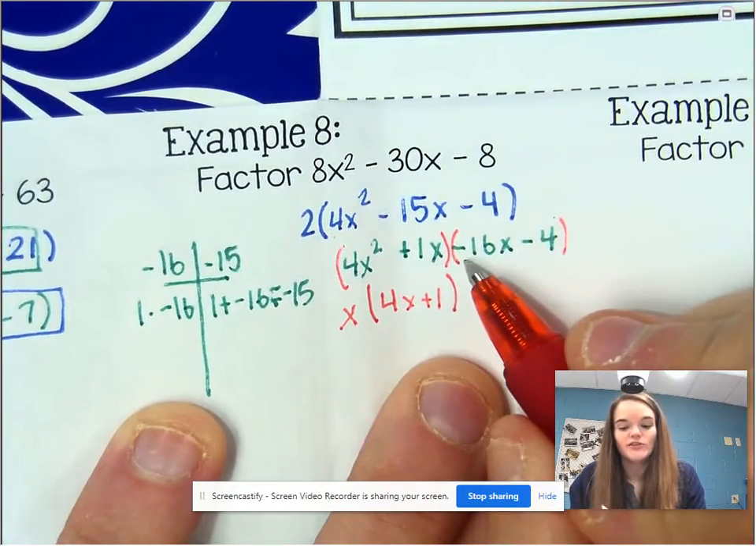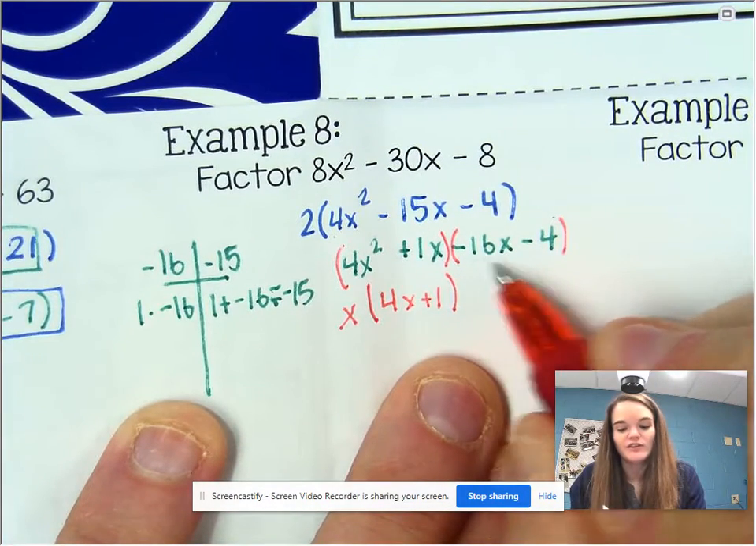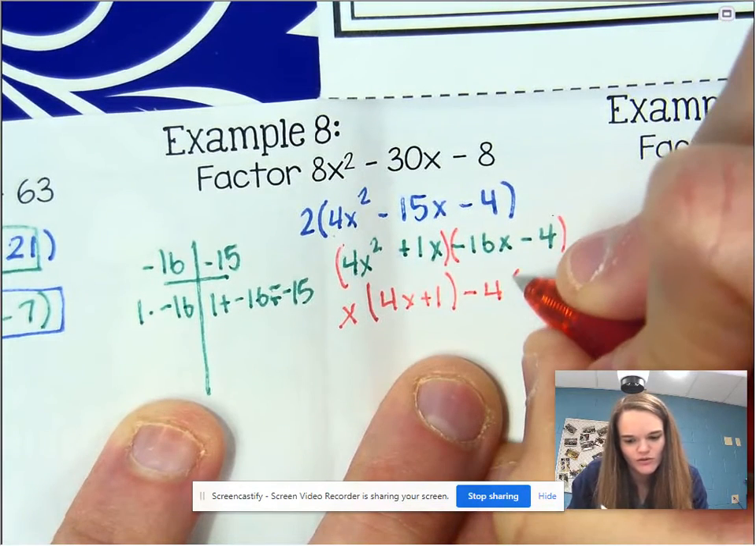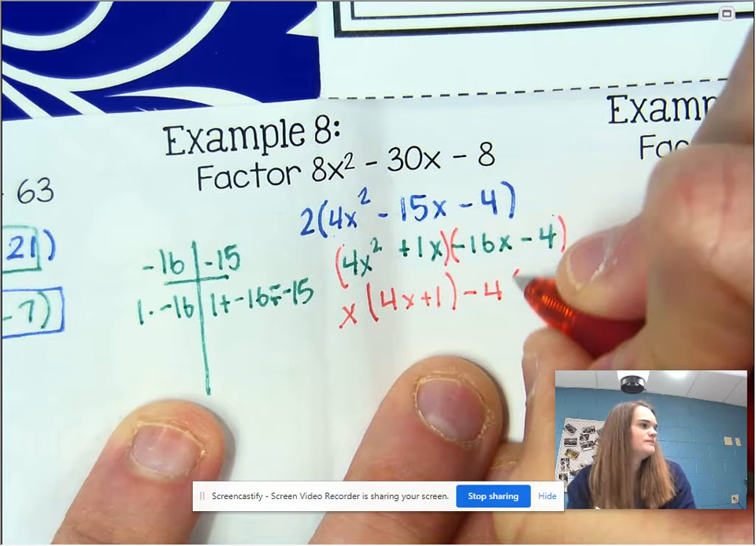Okay. Notice this is negative, so I'll take out a negative. And 16 and 4, I can take out a 4. So negative 16 divided by negative 4 is positive 4x. Negative 4 divided by negative 4 is positive 1. Remember, I do have to put the 1.